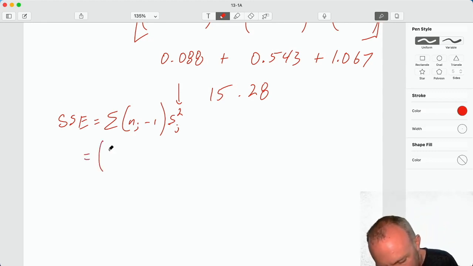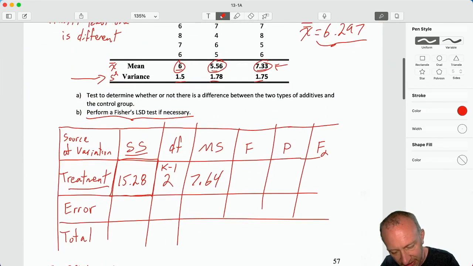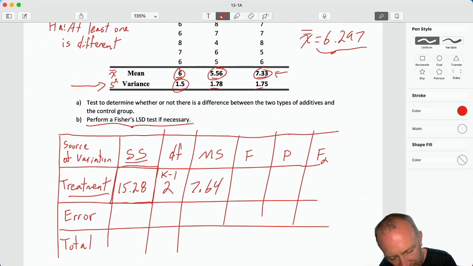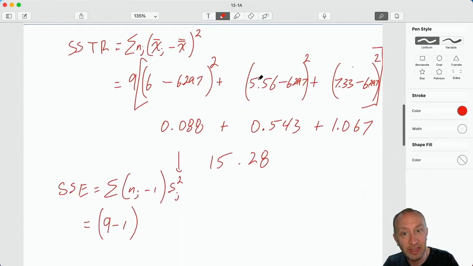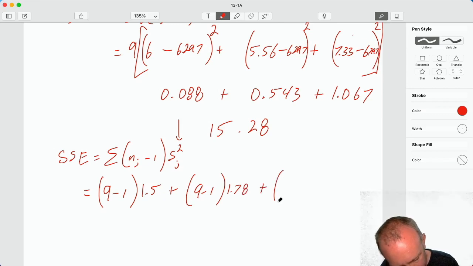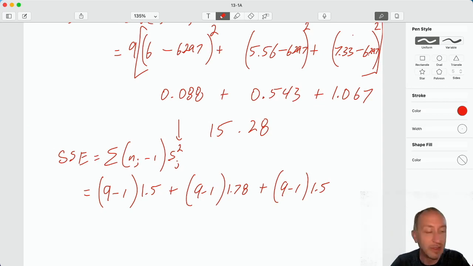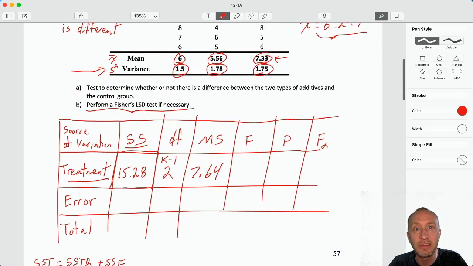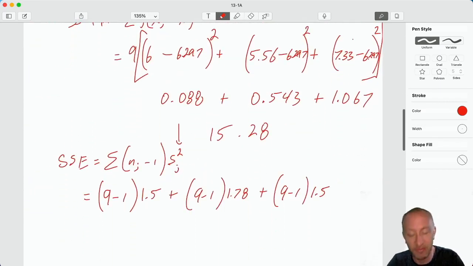So here we have 9 minus 1, and our sample variances are 1.5, 1.78, and 1.75. Let me just confirm that I didn't make any mistakes. 1.5, 1.78, and 1.75.